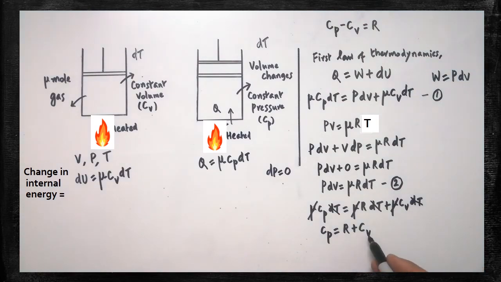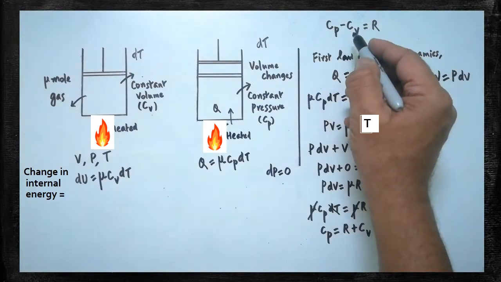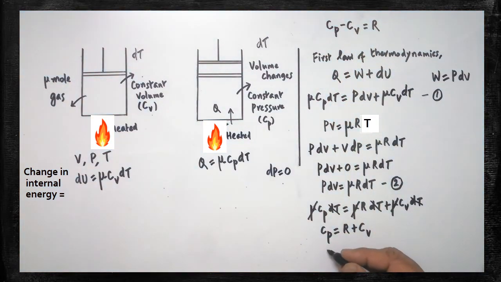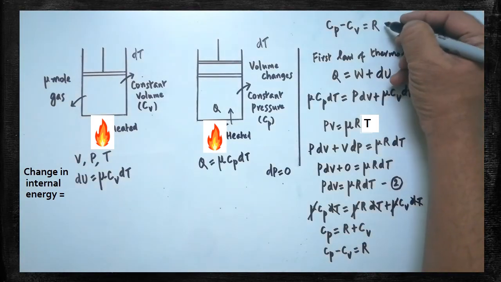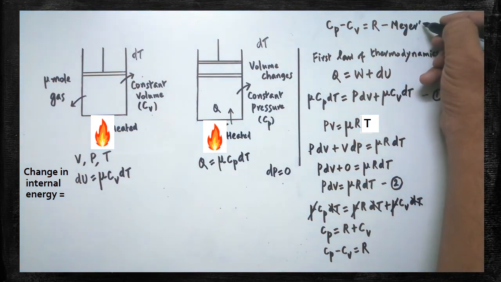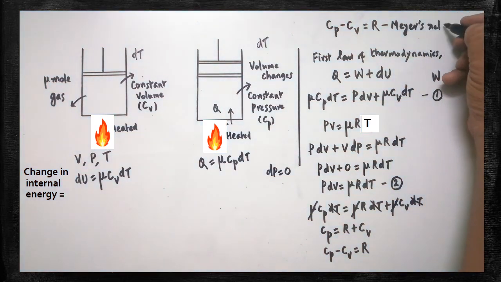Now, as I told earlier in the beginning, Cp minus Cv is equal to R. The Cp is already here, and Cv can be brought to the other side. Cp minus Cv is equal to R can be written. This equation is called Mayer's relation. This question will often be asked in the examination for 5 marks.